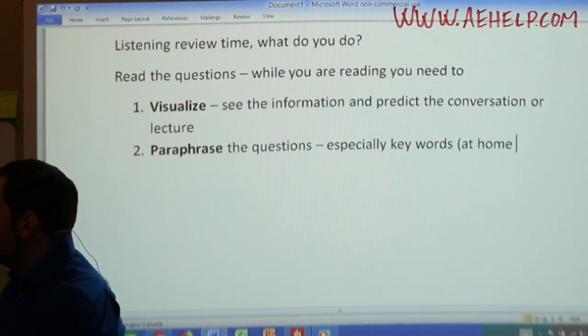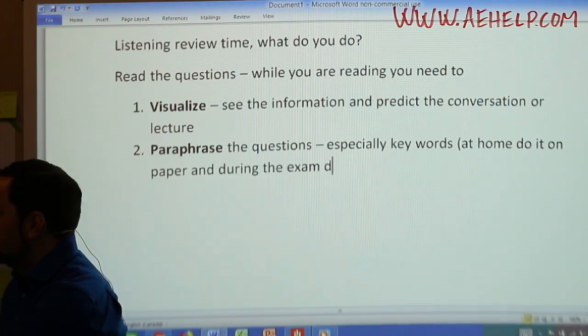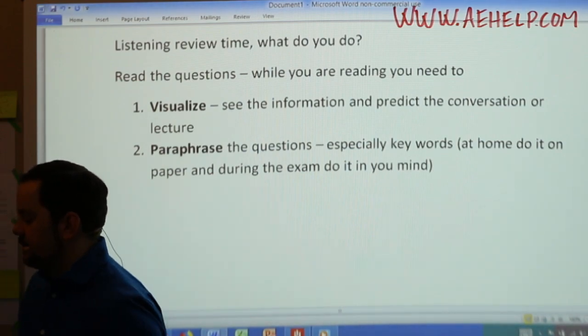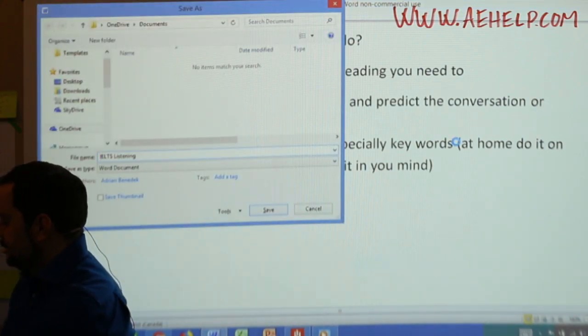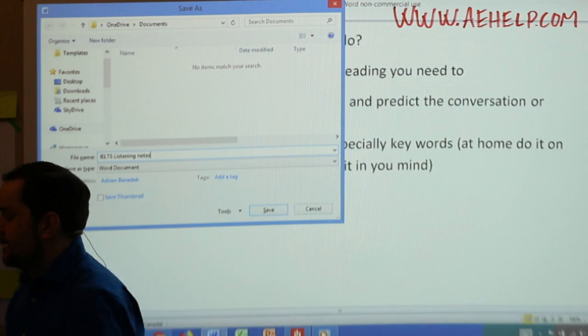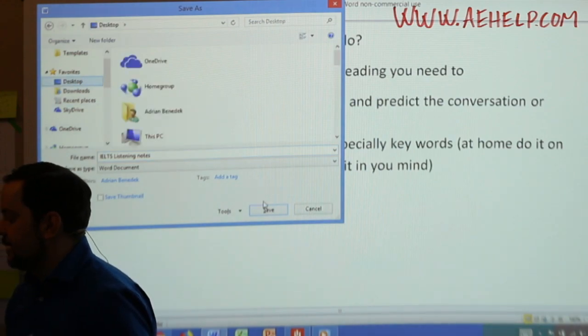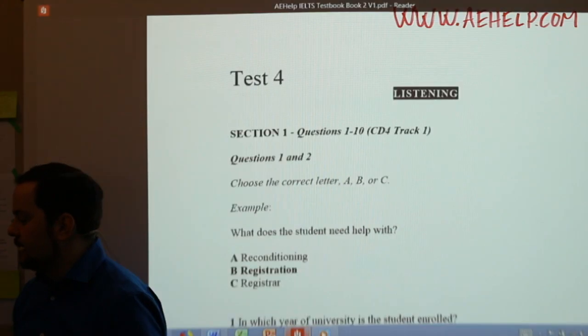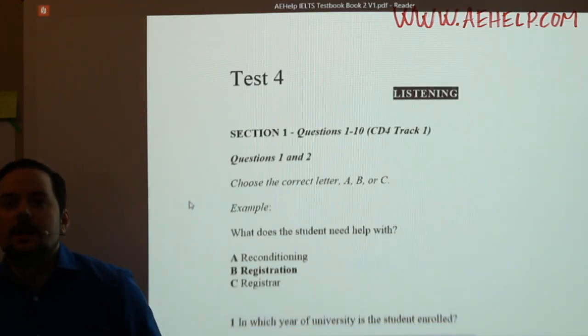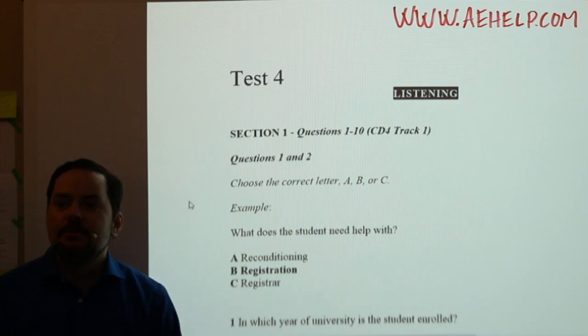And during the exam, do it in your mind. Just simply because you don't have time during the exam to do it on paper, okay? So that's what you need to do. So let's have a look at these questions here for our example today.